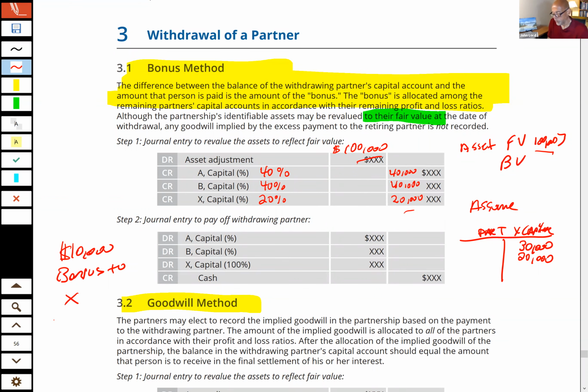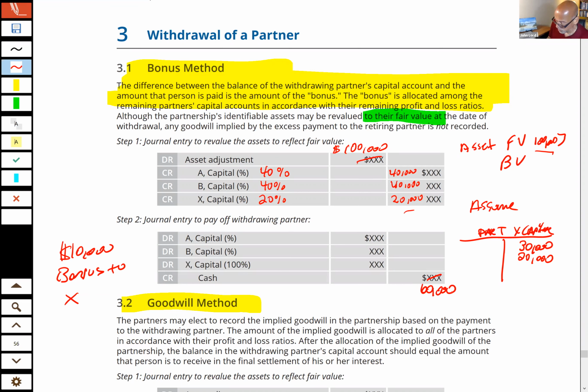Bonus to X. Okay, so let me ask you a question. How much money do you think X should get here? Sounds like 60,000. Good. X is going to get 60,000, right? Because he's got 50 sitting there and they're going to give him a $10,000 bonus. So X is going to get 60,000. Good. So I know I have to pay out cash of 60,000, don't I?